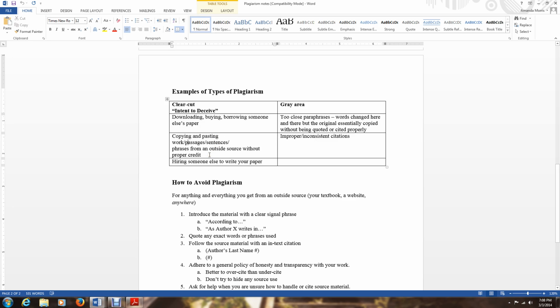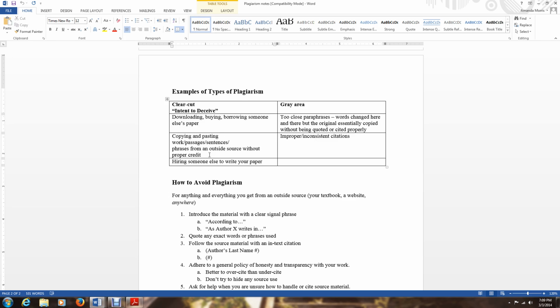As I mentioned earlier, when there are passages and full sentences and lots of material copied and pasted directly from a source, whether that's an essay in your book or a website, and citation is not given, credit is not given, this would be what I would call intent to deceive.